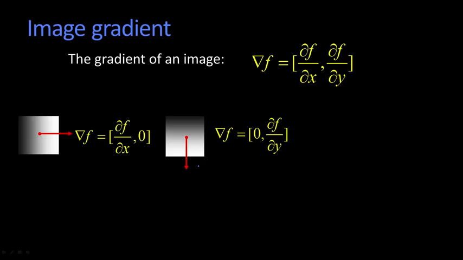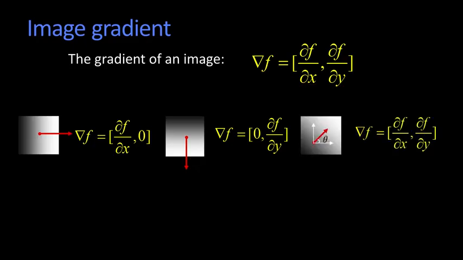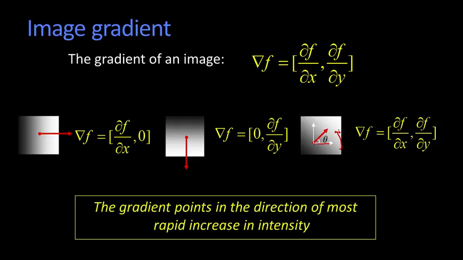And normally, of course, I have change in both directions, and that's the gradient itself: the partial of f with respect to x and the partial of f with respect to y. It has both a magnitude, how quickly things are getting brighter, and an angle, which is the direction of that gradient. The gradient of a function is the direction of most rapid increase in intensity, and the magnitude of that vector is how much it's changing as a function of a unit step in that direction.